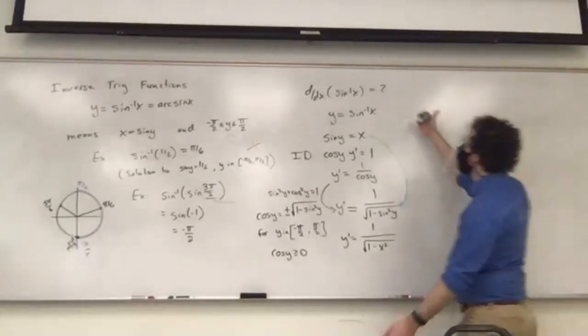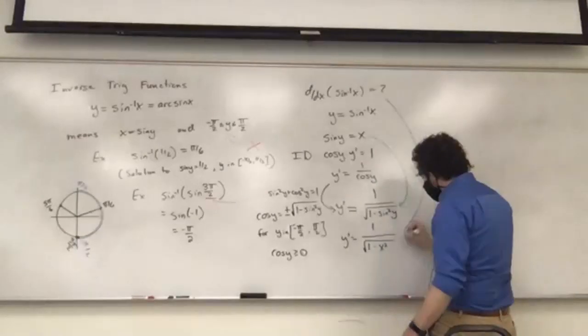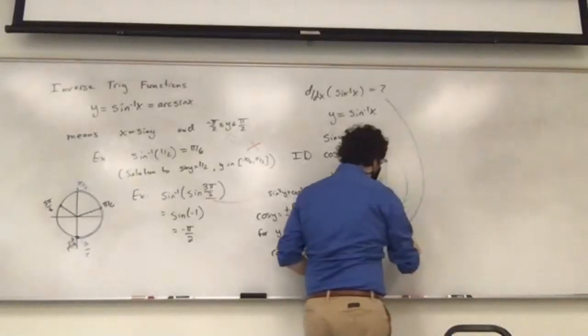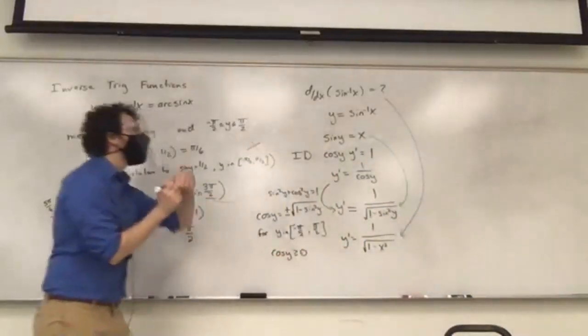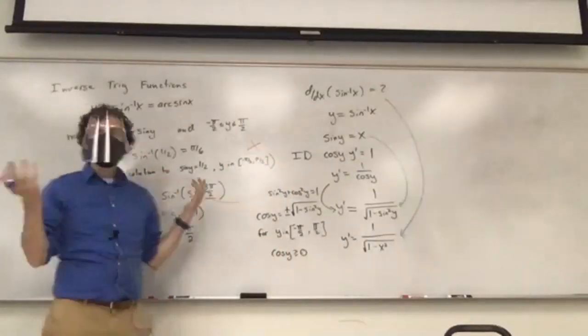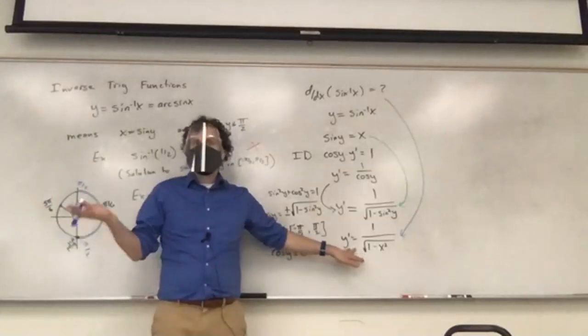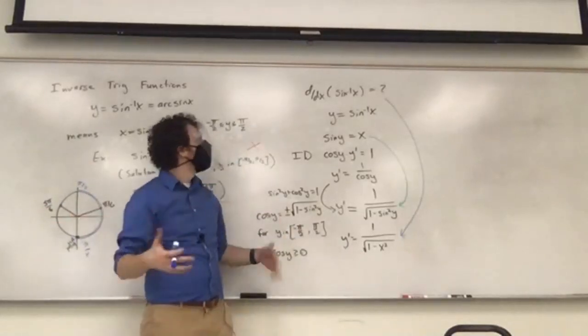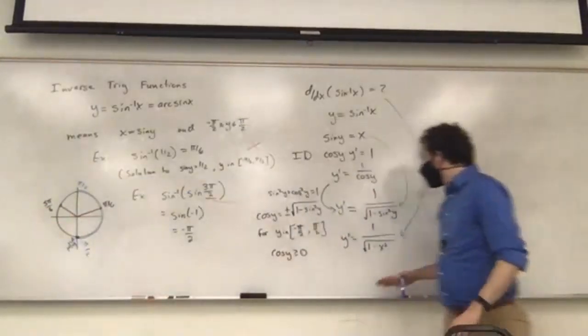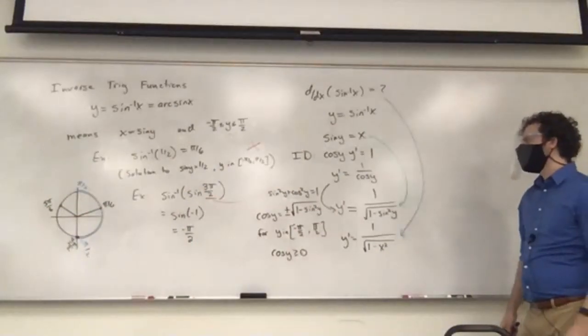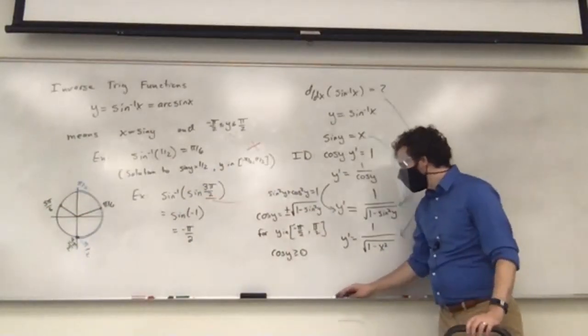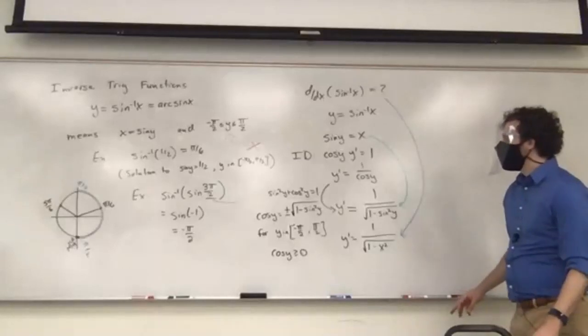And that is the big takeaway right here. That's our new derivative rule. It's surprising that we go from inverse trig function to something with no trig at all. But the derivative of inverse sine is 1 over the square root of 1 minus x squared. Okay.